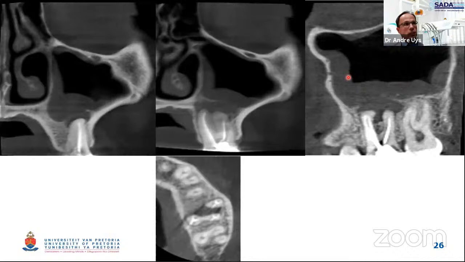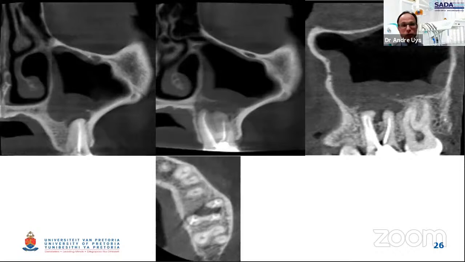If you look at, as I mentioned, the MB2 canal, you can clearly see from this image that the quality isn't good enough to really identify if there was an MB2 canal or not, because of the amount of scatter that we see here. This tooth was extracted, a sinus lift was performed, and an implant was placed later for this patient.